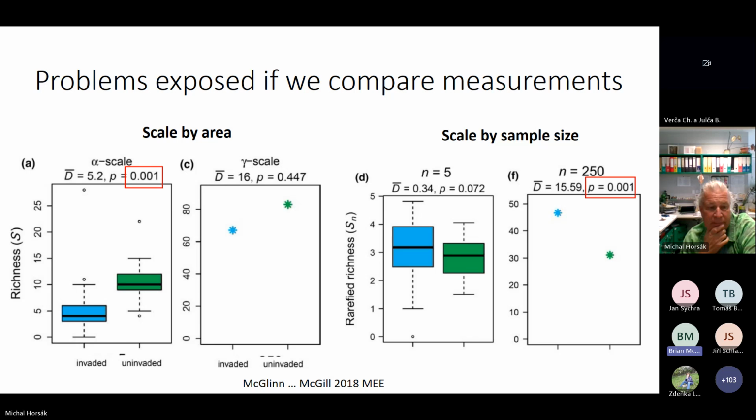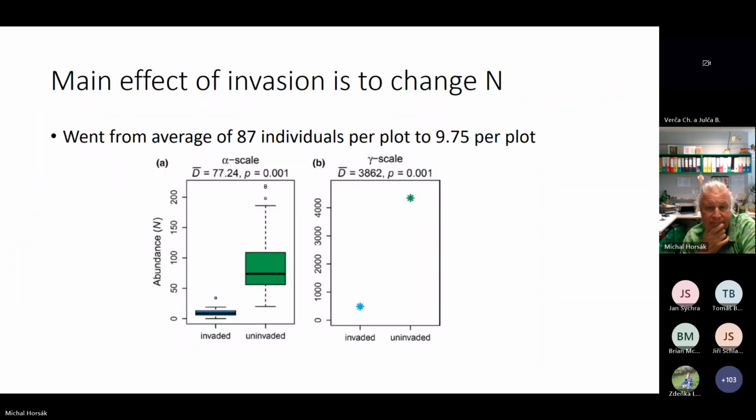If you scale by area, uninvaded plots have a higher diversity at both the alpha and gamma scale. But if you scale by sample size, number of individuals, invaded plots actually have a higher diversity than uninvaded plots at both scales. And it turns out the main effect of invasion is actually to decrease the abundance, and so that explains that result. So we need to find some way of dealing with the scaling, and whether we scale by area or scale by abundance.